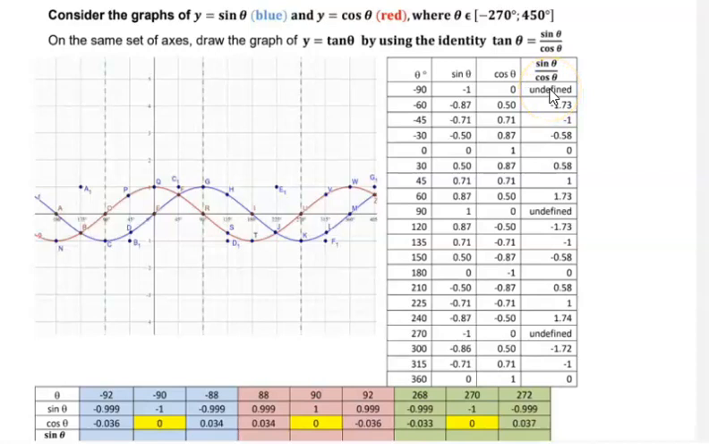So here where I've written undefined, I will use the bottom table to explain what happens when we say minus 1 divided by 0. So let us look at all these points. First of all, you'll notice the blue graph here is the graph of sine theta, and the red graph is the graph of cos theta, the mother graph.